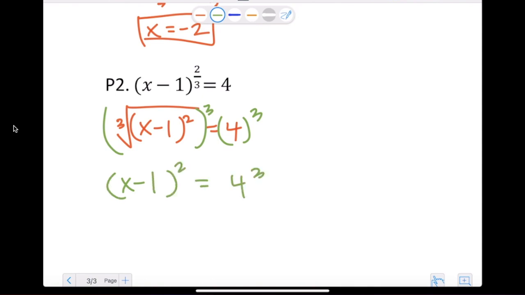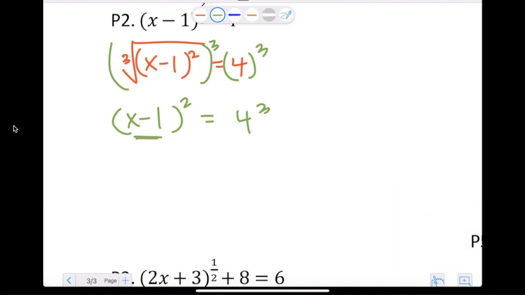We're going to go ahead and FOIL this. It's going to be x squared. Then we're going to multiply x and negative 1 and then double it. So it'll be minus 2x, and then we'll square negative 1. So plus 1 is equal to 4 cubed, which is 64.